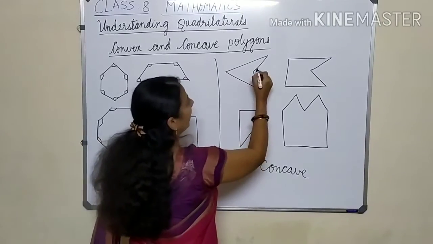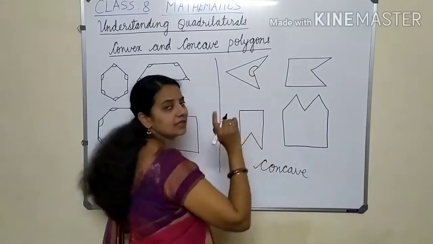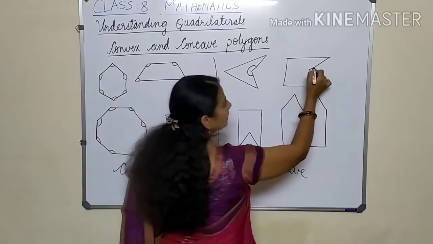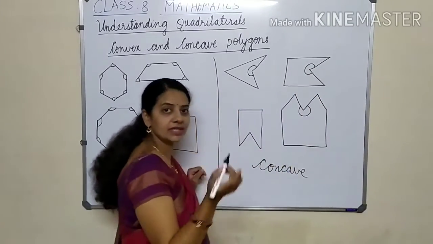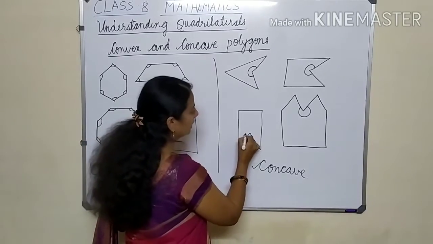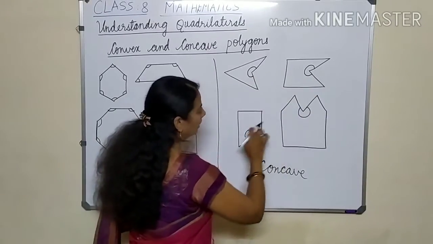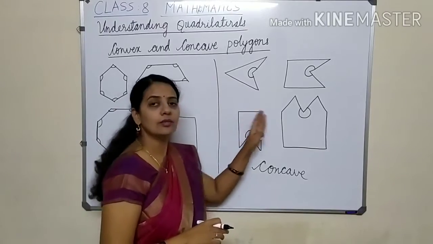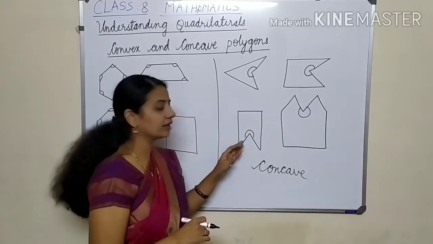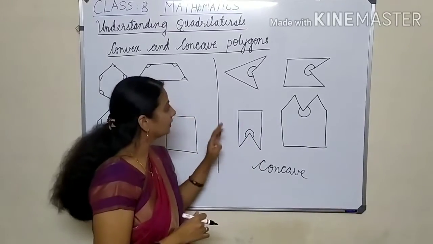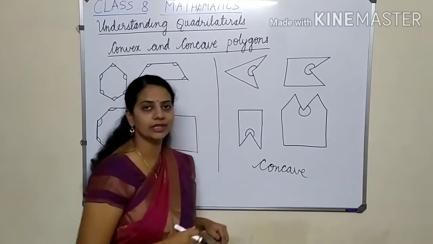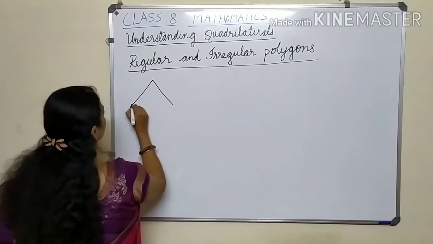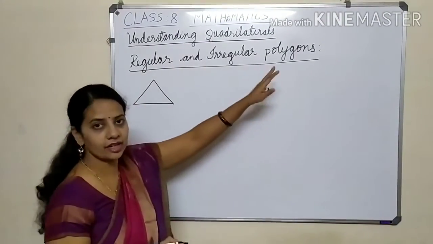But here one of the angles, okay, not all the angles, one of the angles will be more than 180 degree. So if you measure these angles, whatever I have marked, these angles are more than 180 degree. They are reflex angles, right? So then we say those polygons are called concave polygons. Understood this?